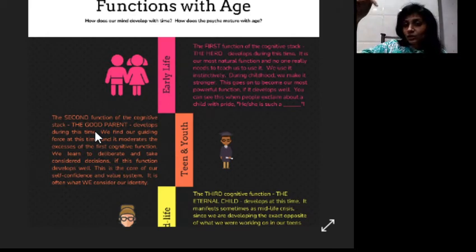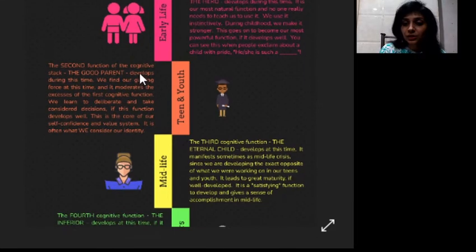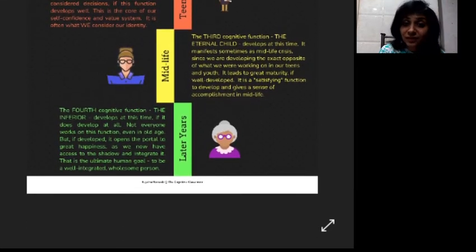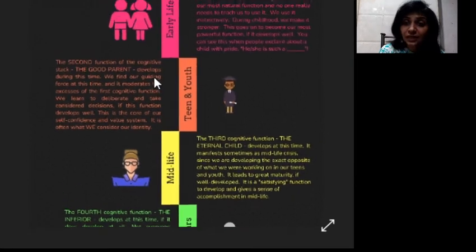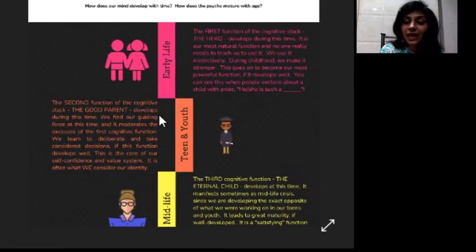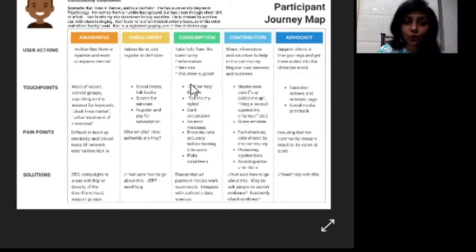And they go down in order in terms of their strength in our psyche, right? And they are developed at different points in time in our lives. So now what I'm going to be looking at is what is it that we develop and when?